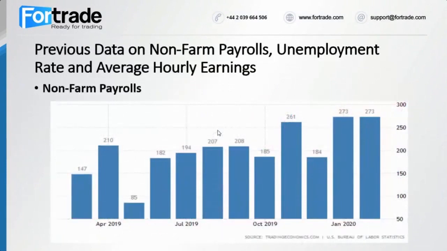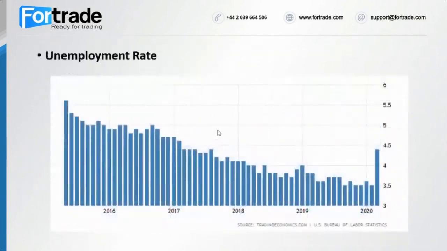Over the past few years, non-farm payroll data has been very positive. Last month's figures, though, were worse than expectations, as I will explain in a moment. As you can see, the unemployment rate has significantly improved in recent years. The unemployment rate fell to 3.5%, equaling its lowest level since 1969. But, as you can see, last month the impact of the coronavirus was felt and saw unemployment jumping to 4.4%. You can see that on the right-hand side of the graph there.